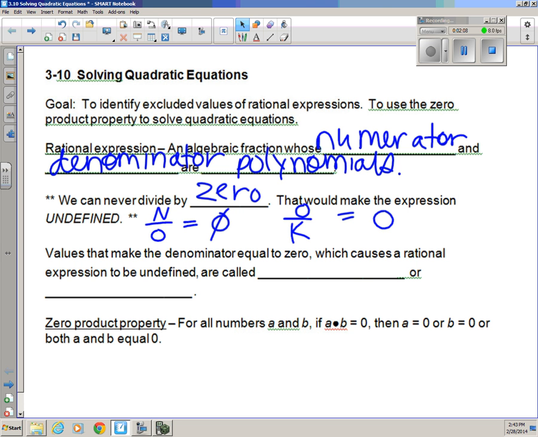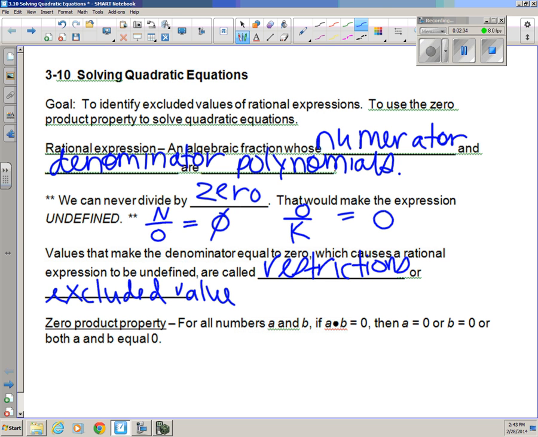So those values that are going to make the denominator equal to 0, those are things which cause a rational expression to be undefined or a fraction undefined. They give them two names. Sometimes they call those values restrictions, right? So they say, well, you can divide by all these numbers except. That would be a restriction. Sometimes they call it an excluded value. You can divide by all of these numbers with the exception of this particular number, the excluded value.